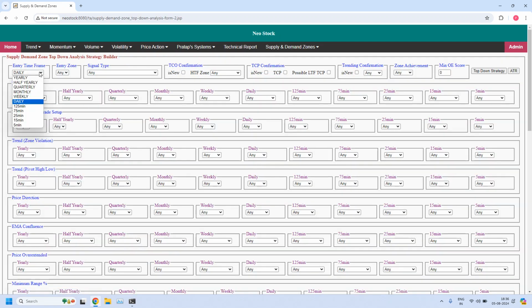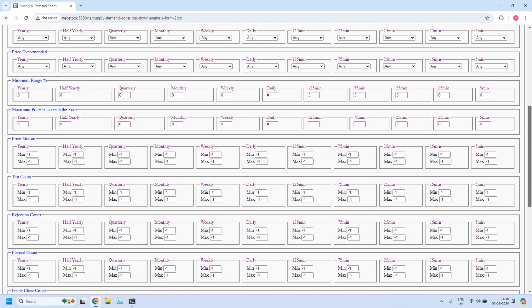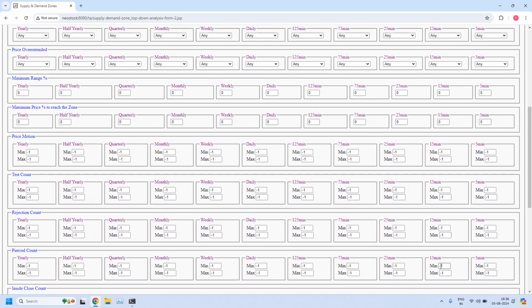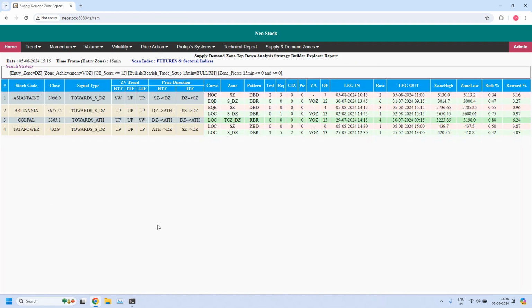For daily income trade, entry time frame is 15 minutes. Bullish trade setup, entry zone is demand zone, and bullish or bearish trade setup in 15 minutes time frame I am selecting bullish, and in P/E count 15 minutes time frame, the P/E count minimum value 0 and maximum value 0 for 15 minutes demand zone. Zone achievement is violated opposing zone, minimum order enhancer score 12. All the filters are applied to 15 minutes demand zone. Now I am generating the report. Only 4 stocks are filtered.